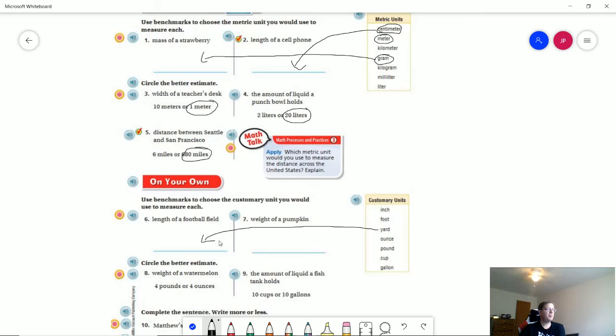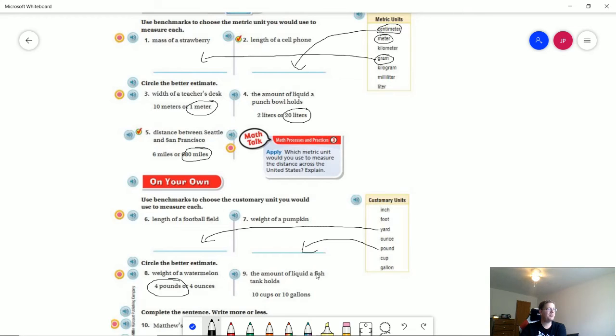The weight of a pumpkin, if we have the option between ounces and pounds, we would probably use pounds. There are very small pumpkins that we could measure in ounces, but usually we are going to measure those in pounds. The weight of a watermelon, again, we're probably going to use pounds for that unless it's just a very tiny watermelon. But most of the watermelons that we might buy at a store are actually going to be larger than 4 pounds as far as the weight.